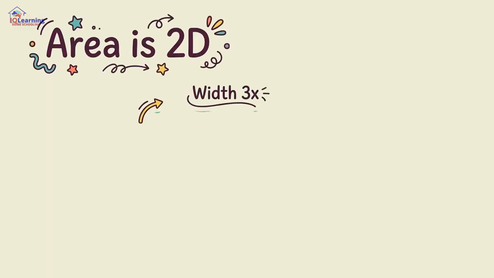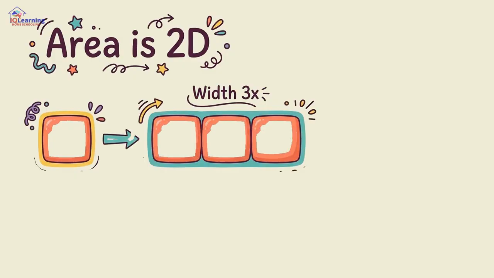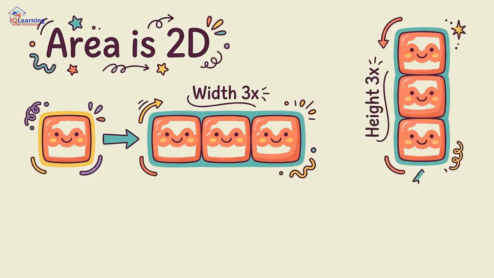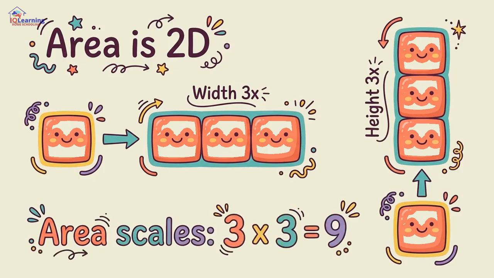When a shape scales up, it doesn't just get wider, it also gets taller. So if the side lengths are multiplied by 3, the width becomes 3 times bigger and the height becomes 3 times bigger. That means the total area scales by 3 times 3, which equals 9.